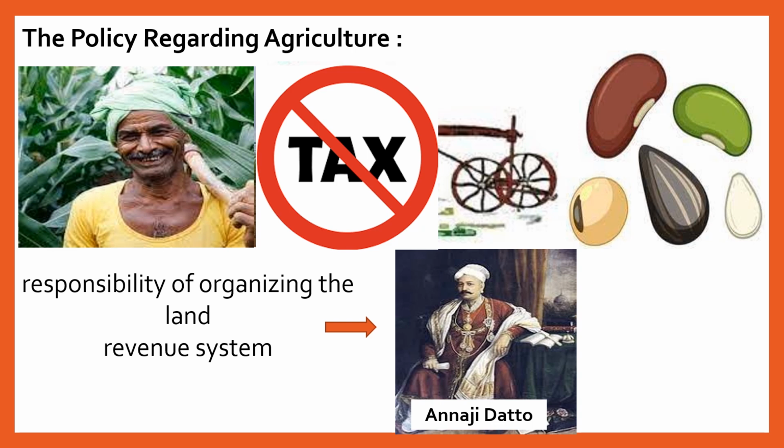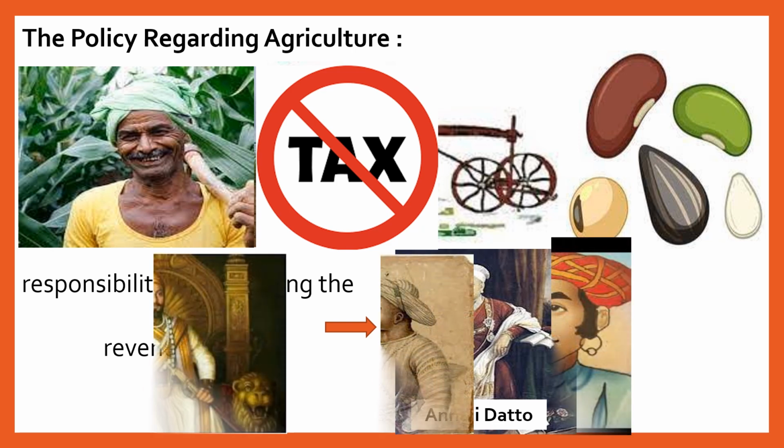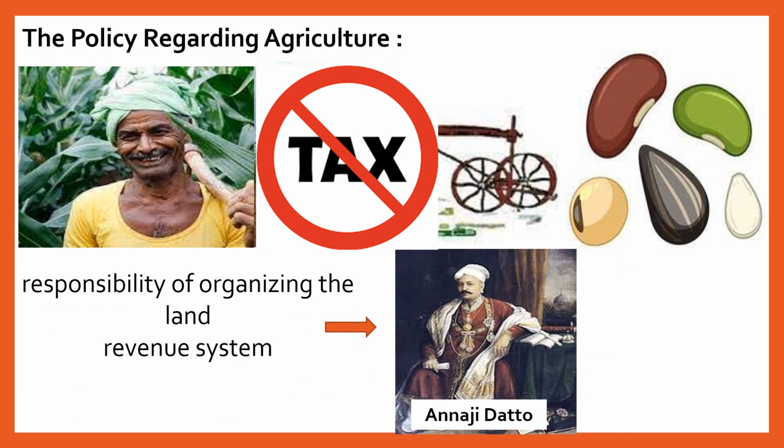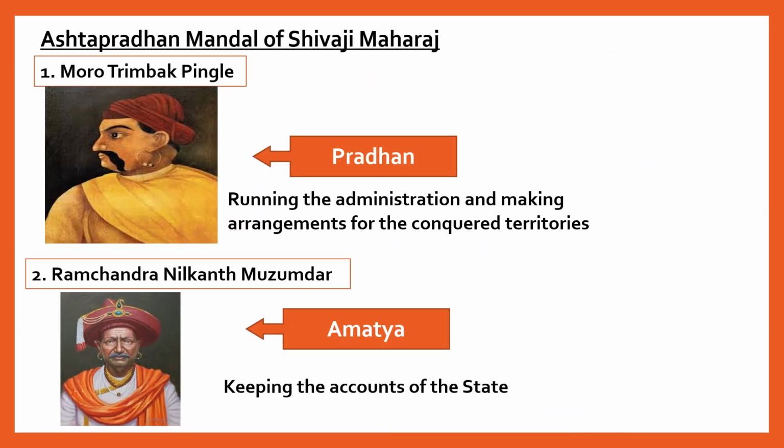Not only this, he had given a strict warning to the officers that they should not collect more revenue than the amount that was fixed. To carry out all these responsibilities efficiently, Maharaj had appointed one of his most capable and experienced ministers, that is Anaji Datto. So now let us see who were the ministers that comprised the Ashtapradhan Mandal of Shivaji Maharaj.